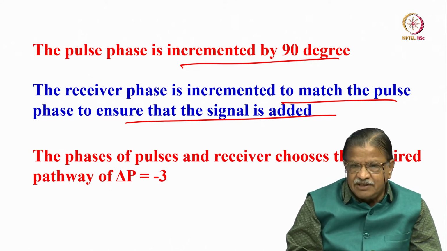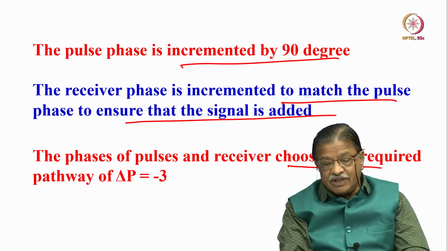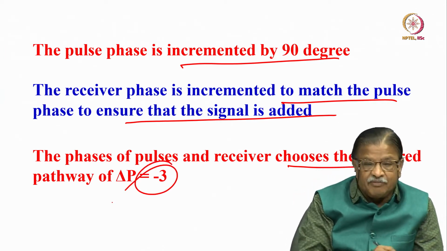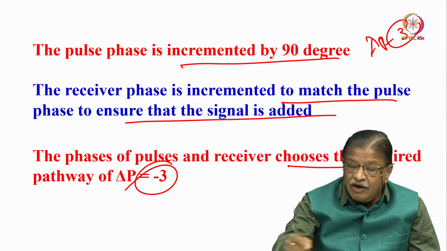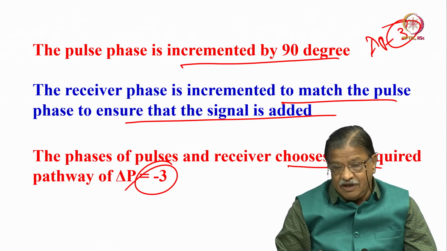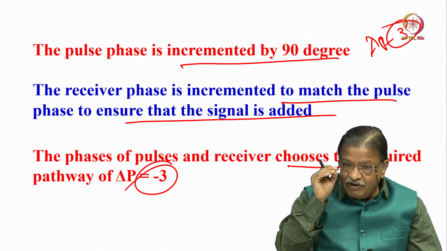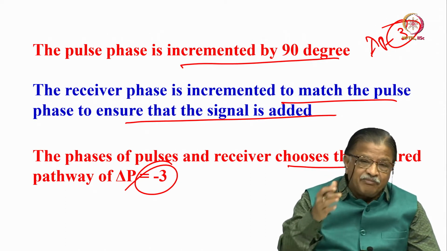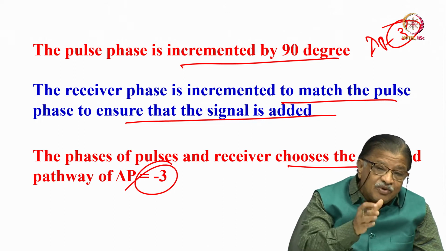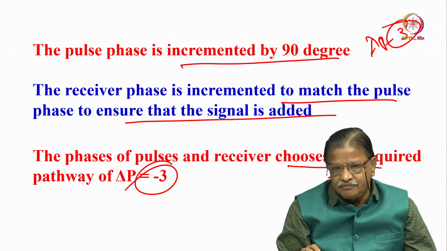The phase of the pulses and the receiver chooses the required pathway of delta P equal to minus 3. My delta P was minus 3. Now I have chosen the receiver phase in such a way, transmitter pulse phase in such a way. The receiver phase is also 3 times that, and it goes in such a way that pulse phase and receiver phase go together. As a consequence, signal gets added up here.